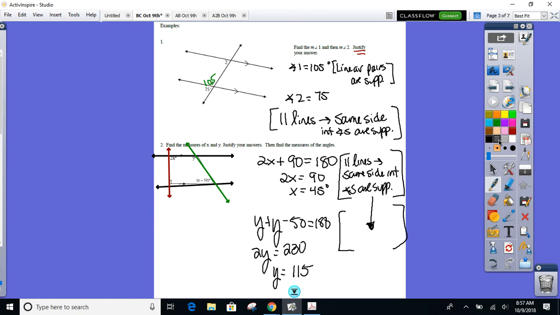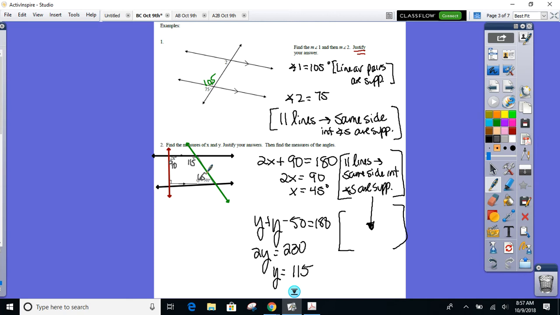The 2x angle should be also 90, a right angle. Y was 115. And how about y minus 50? 65 degrees.